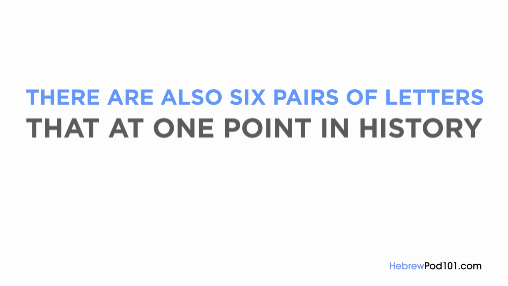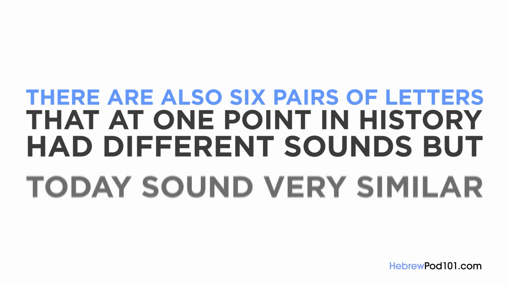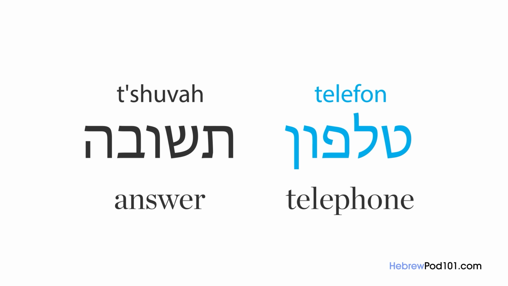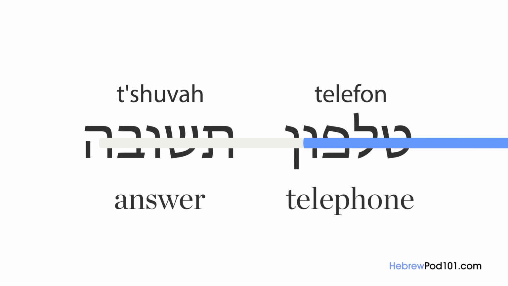There are also 6 pairs of letters that at one point in history had different sounds, but today sound very similar. Aleph and Ain, Bet and Vav, Chet and Chaf, Tet and Taf, Kaf and Kuf, Samech and Sin. For example, the words telephone, meaning telephone, and tshuva, meaning answer, begin with 2 different letters of the alphabet, but you would never know that unless you saw them written.